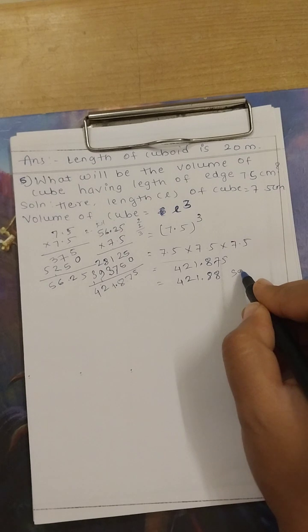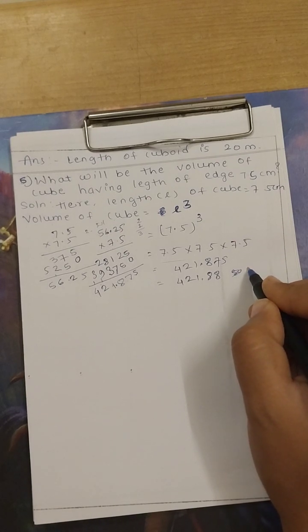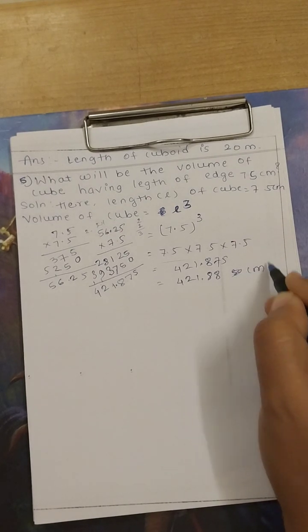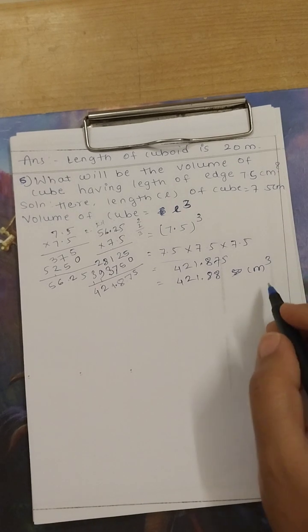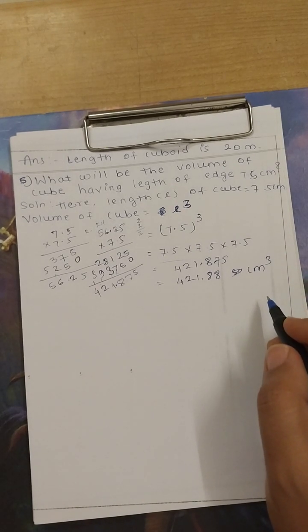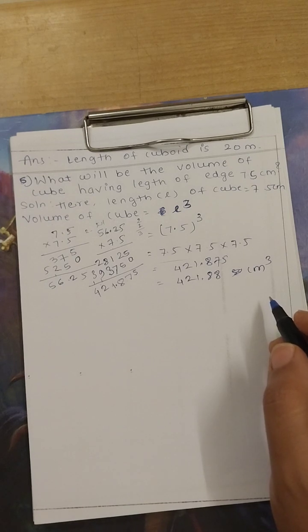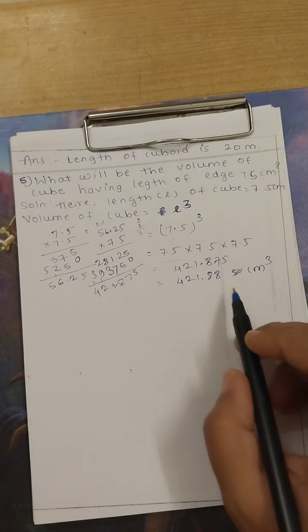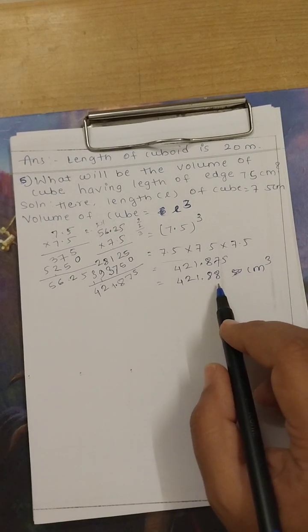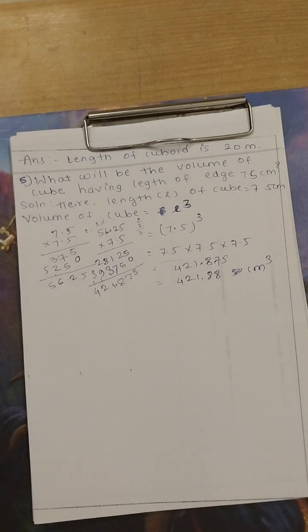421.88 centimeter cube. Sorry, centimeter cube, because this is the volume, you have to put cube over here. Are you getting why I have done 88? Because the centimeter meter contains only 2 digits after the point. Yes. So this is 7.5, I wrote it as 8. Are you getting? Okay.